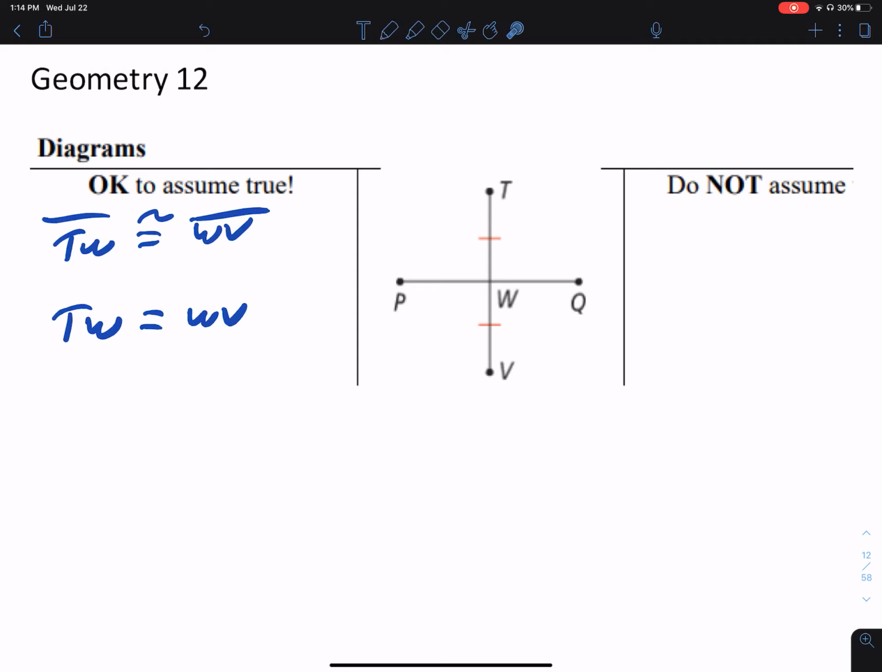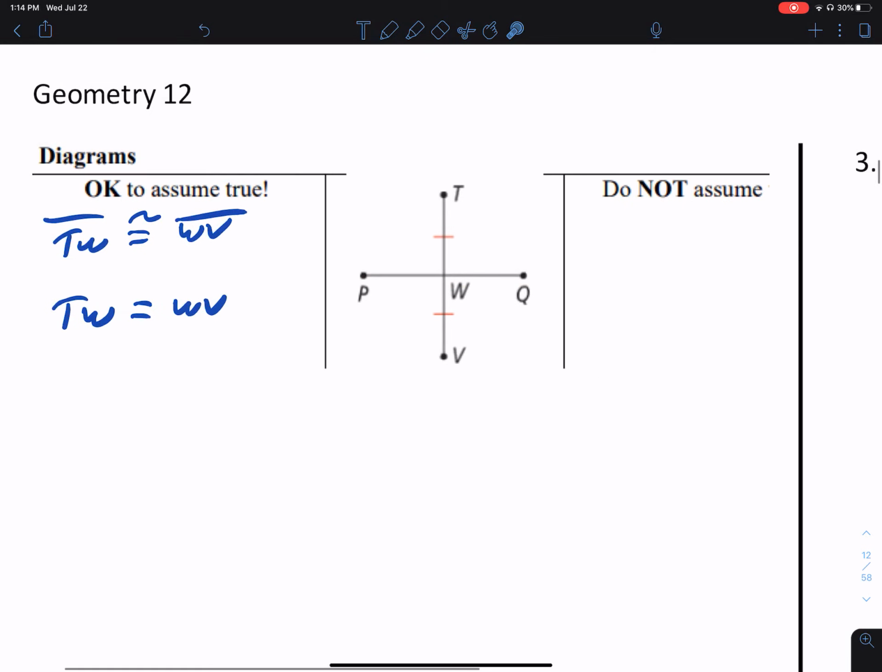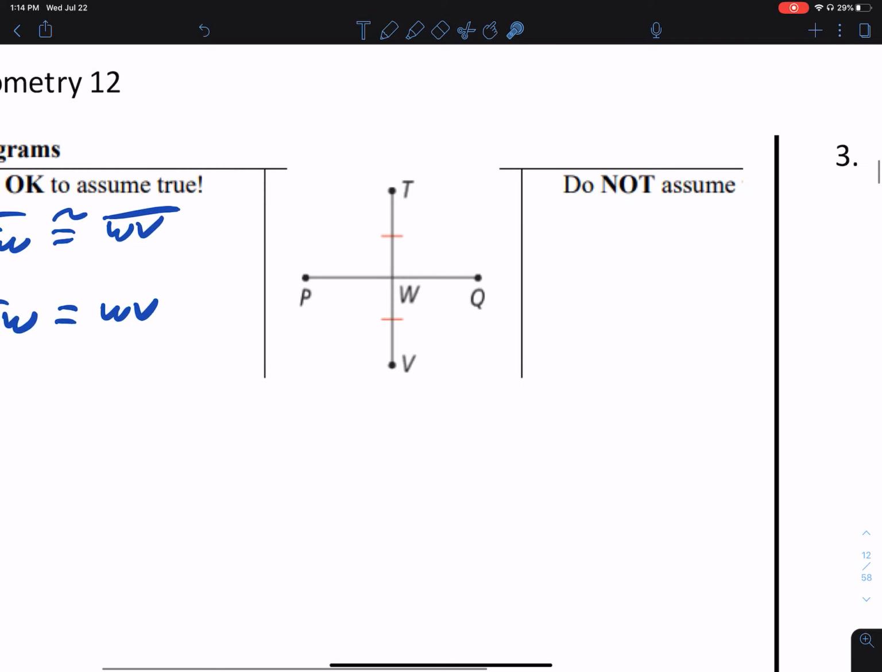I'm just going to name some other things we can assume, but not necessarily write them down. We can assume that W is between T and V. We can assume that W is between P and Q. We can assume the angle addition postulate, PW plus WQ is PQ. There's lots of things we can assume, but I want to get into specifics of things students often think when they look at this. Here's the things that we don't know if they're true or not.